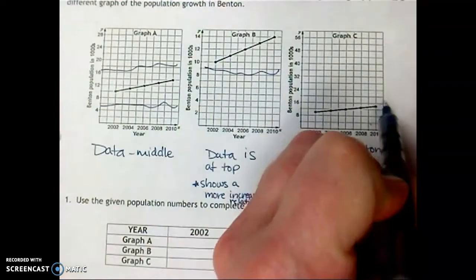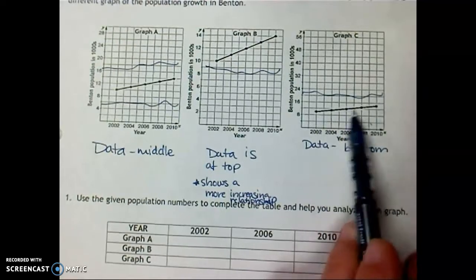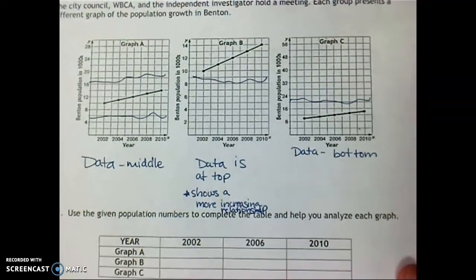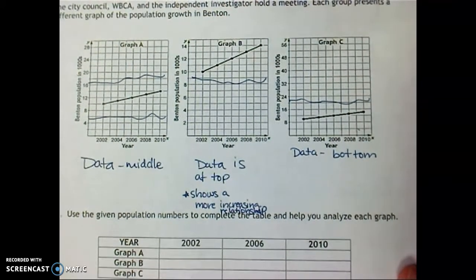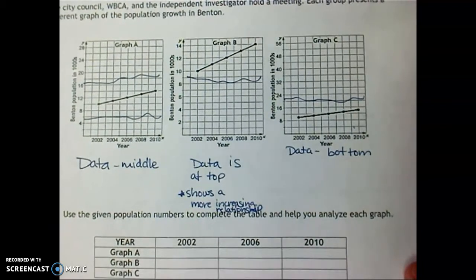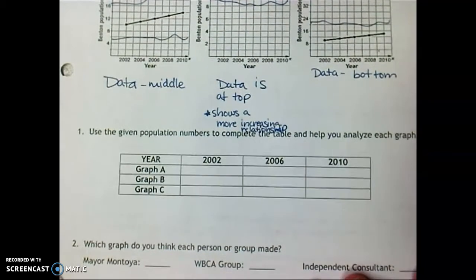And then on graph C, your data is located down here at the bottom with not a very steep increase in your slope. So it's not much of a relation between the population and the years. It's not going to depict a strong growth of your population. Okay, let's fill this table out.